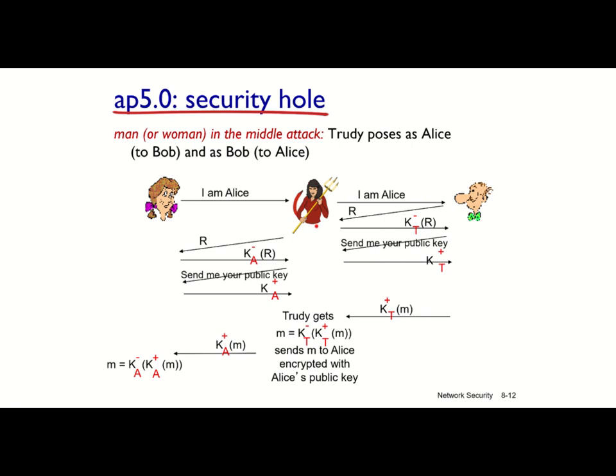And then at this point the intruder encrypts R with her own private key, which is K minus T. So K minus T is the private key of the intruder, not Alice. And then after encrypting R, she sends it back to Bob. And then Bob again asks her for her public key, and the intruder replies with her public key, K plus T.